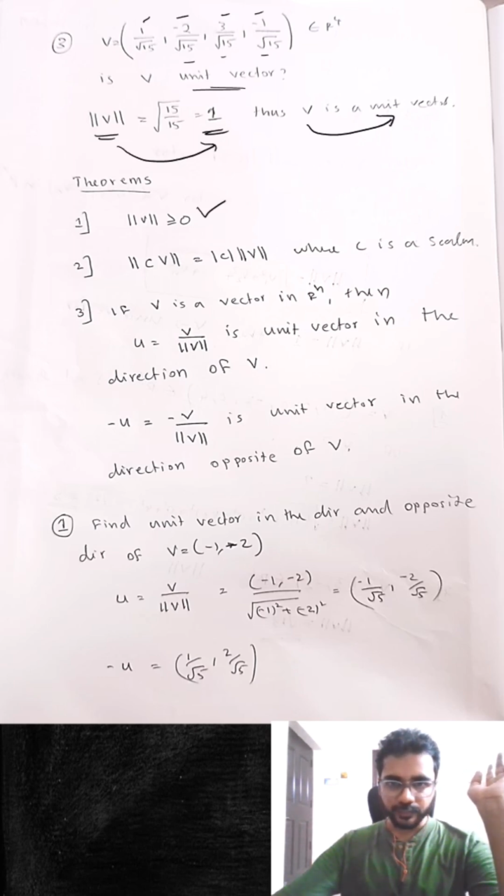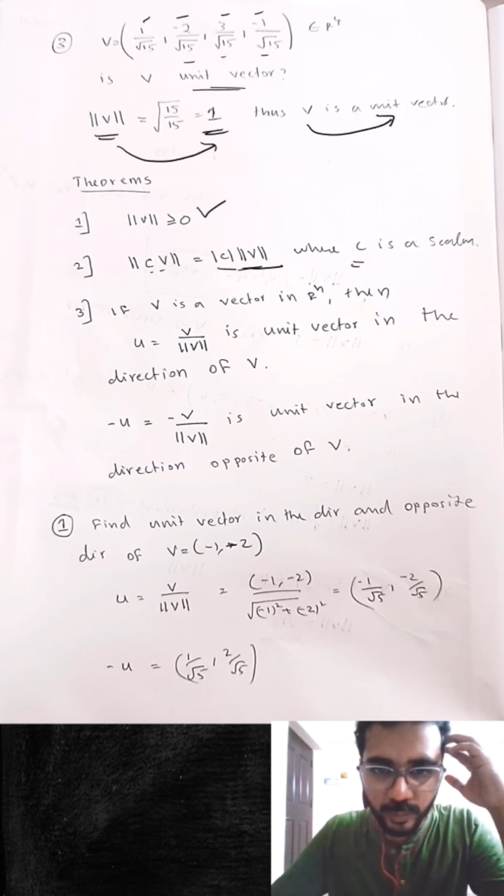Then the second property is that the length of a scalar multiple of v can be written as the absolute value of c into the length of v. So the length of cv equals the absolute value of c into the length of v, where c is a scalar. This is the second property.